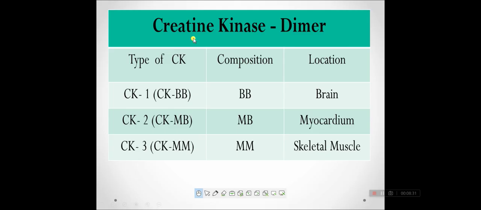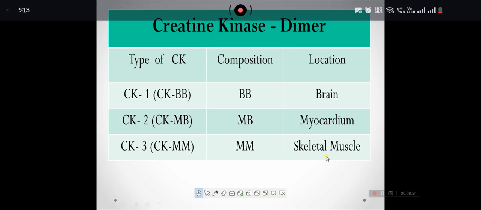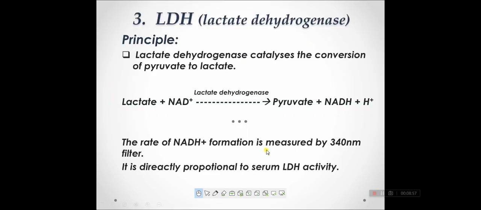Right. This is clear. So creatine kinase dimer is of three isotypes: CK1, which is CKBB, composed of brain type subunits, and the location is brain. Then the CK2 isoenzyme, which is also called CKMB, which is present in muscle and brain. The location is myocardium. Then CK3, that is CKMM, which is muscle, and it is located in the skeletal muscle.